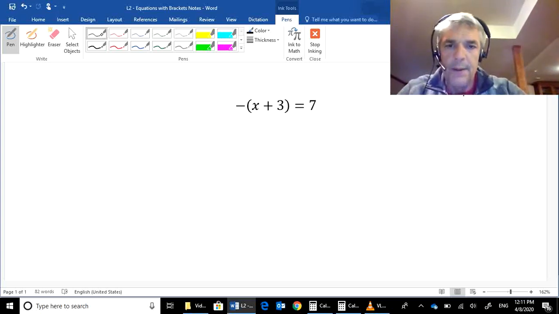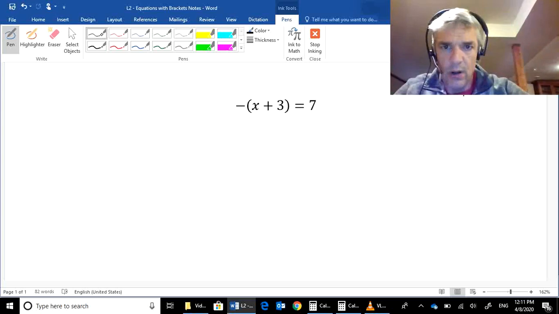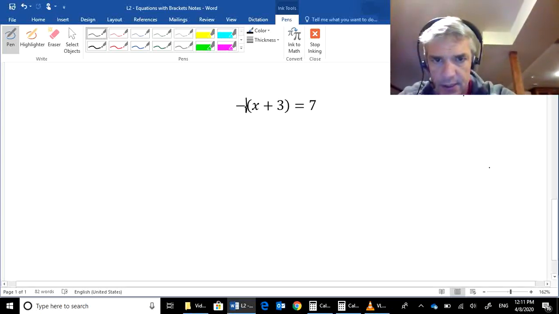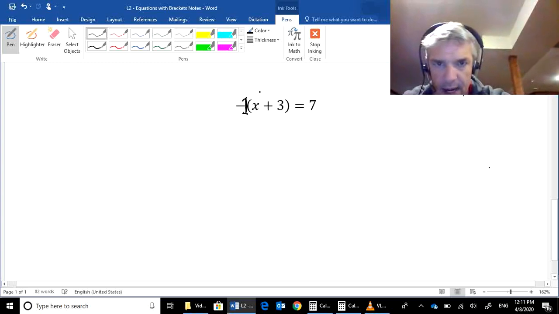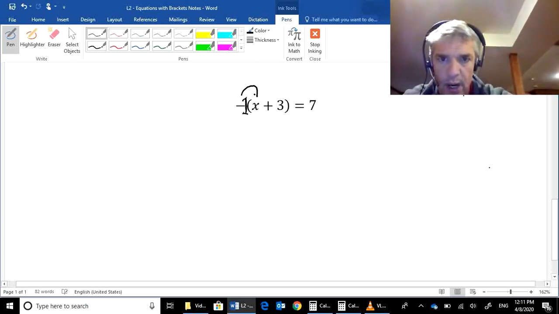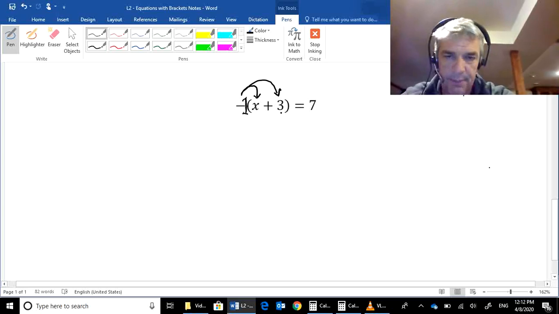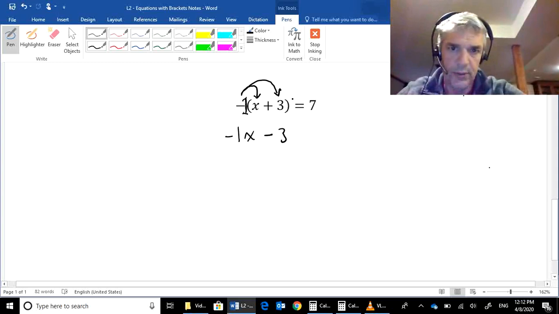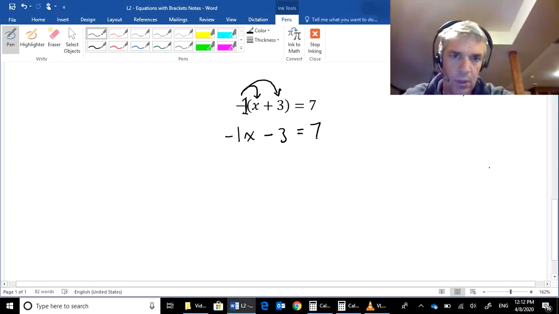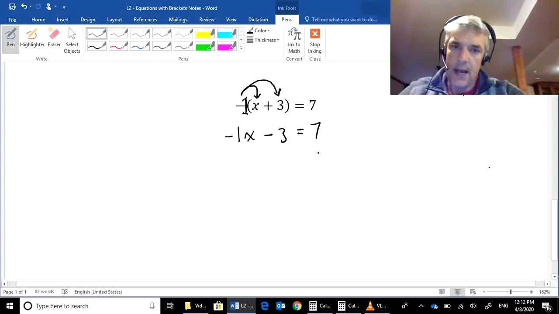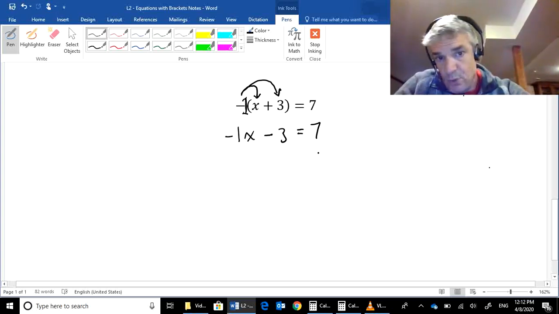Like, it's weird. Well, what it is, if you recall from previous lessons, is that this is just a surprise or hidden 1 in here. And so we're going to take the minus 1 and multiply it by x, and minus 1 and multiply it by the 3. Positive 3. And so what happens there is you end up with minus, and I encourage you to write minus 1x and then minus 3, because minus 1 times 3 is minus 3, and that will equal 7. And this now becomes a much more simple equation.